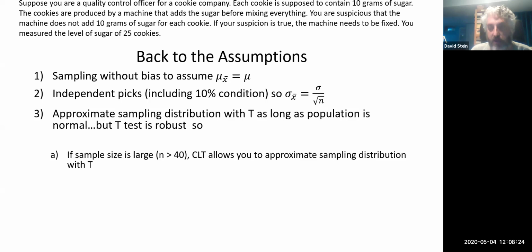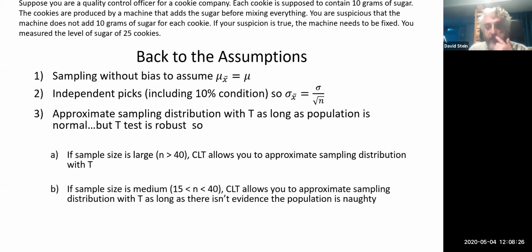Okay, but it gets better, because we can still do this if the sample size is medium. So if we have a medium sample size, which in the cookie case is what we have, right? Because we have a sample size of about 25, okay? The central limit theorem allows us to use the t as long as we don't have any evidence that the population is very, very naughty. That would mean highly skewed, weird gaps, many, many outliers, things like that.